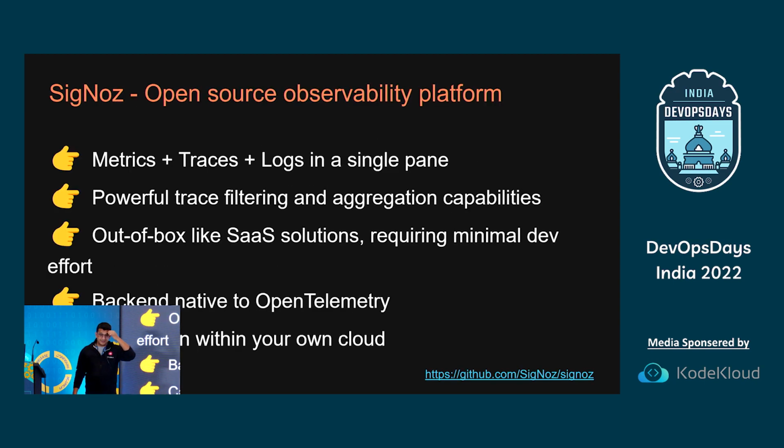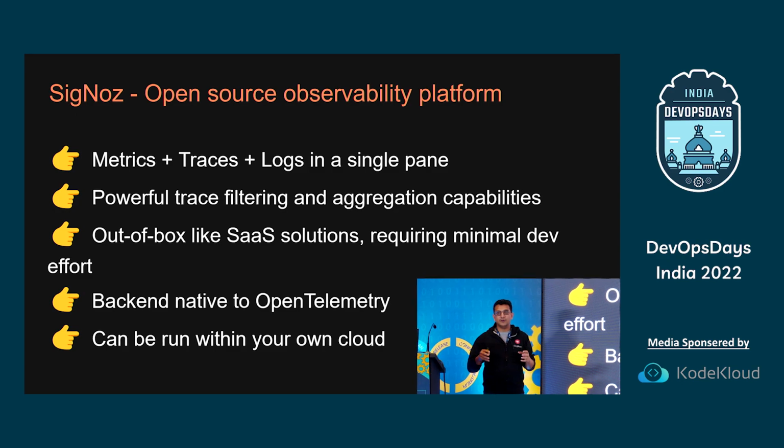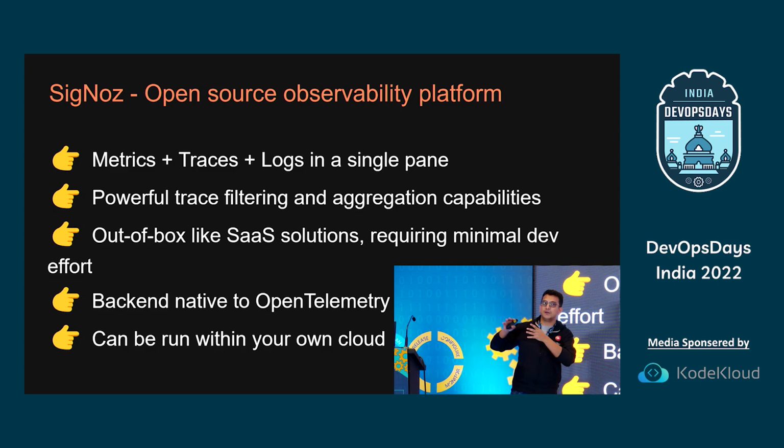So at SigNoz, we tried to have all 3 pillars in one. We are now performance benchmarking. We have enabled powerful trace filtering and aggregation capabilities. We have out-of-the-box solutions like SaaS vendors, because that's the main problem of using OSS projects. The maintainers usually do not give out-of-the-box solutions, and it is a hassle for users to set things up, set configs up, and migrate from older versions to newer versions. So we try to help our community in those senses, and we think the open source community is going to evolve more towards supporting users with migration and giving more user-friendly tools.